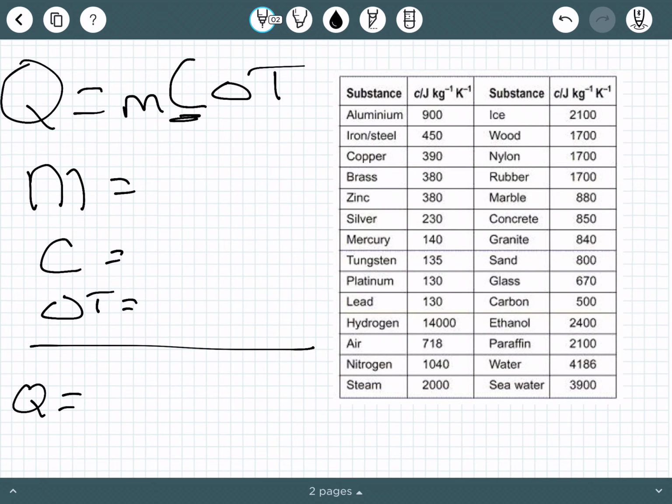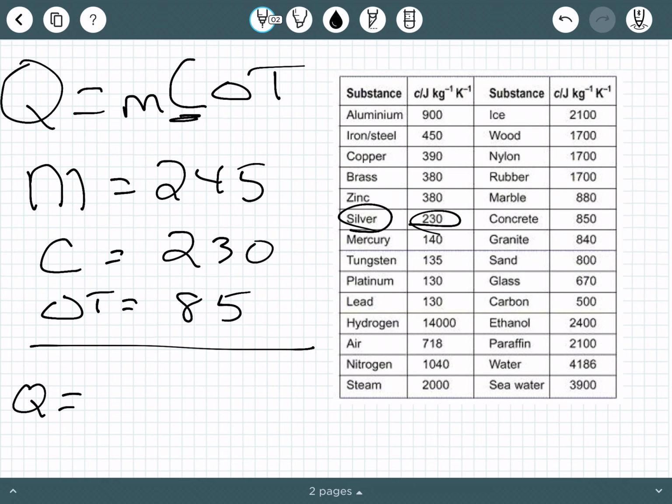Okay, if you need more time, make sure you stop. Let's go do the answer. A mass of 245. A specific heat of silver, got to find silver in the table, is 230. And a change in temperature I gave you of 85. All we got to do is multiply the three numbers together. You're going to get 4,789,750 joules of energy.